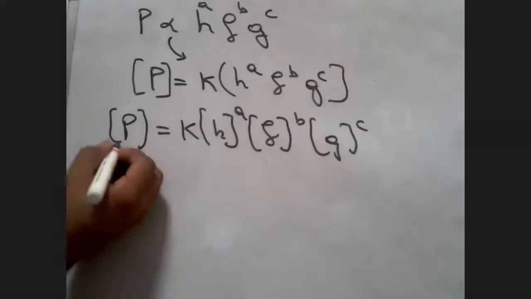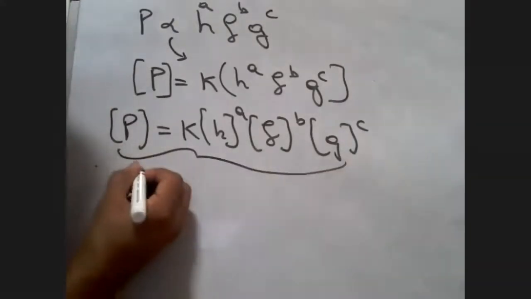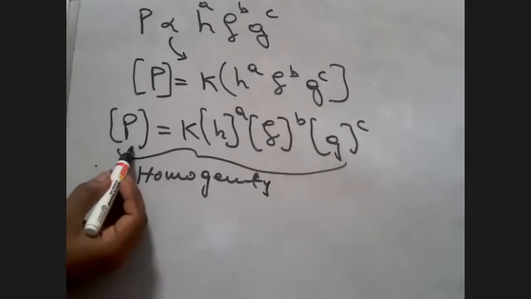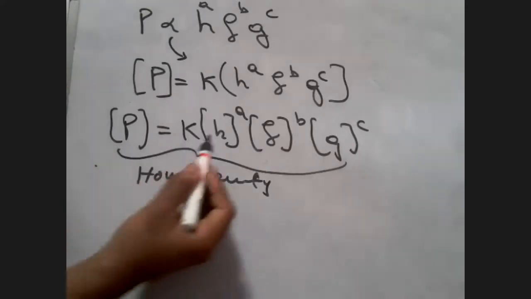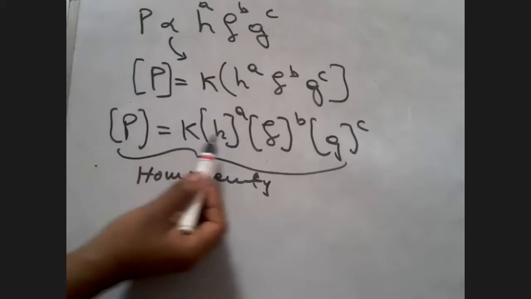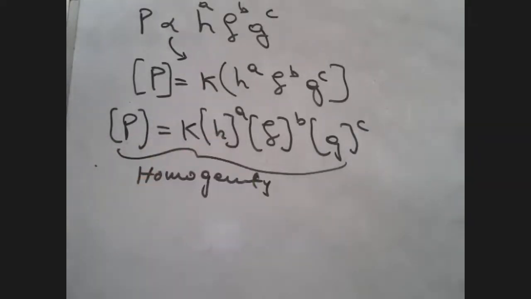So I know that pressure here, now I'll apply the principle of homogeneity. What will I use? Principle of homogeneity. Homogeneity says that the dimension on my LHS will be equal to the dimension of each term on the RHS. So if I know the dimension on the LHS, then the dimension of the RHS also will be the same, so I can equate both of them and find out what A is. That's so simple to do.